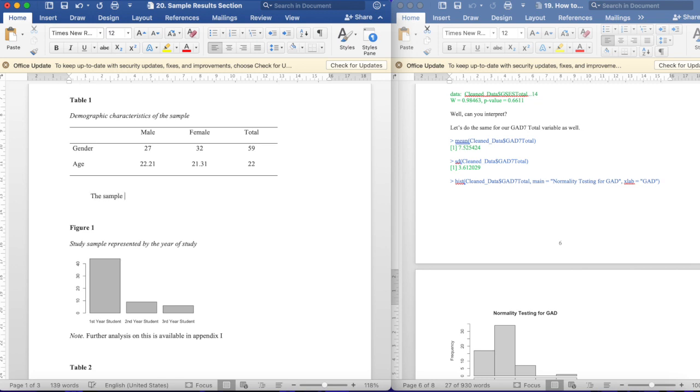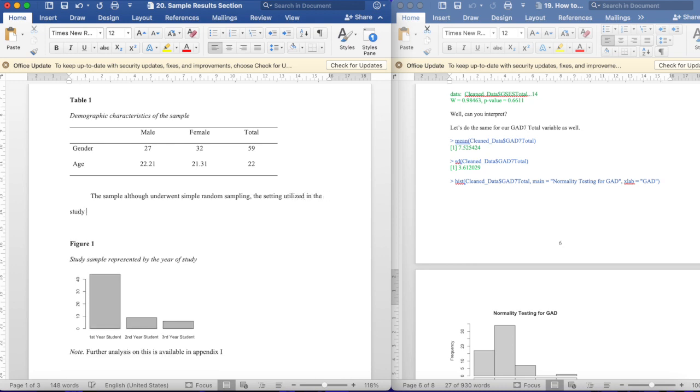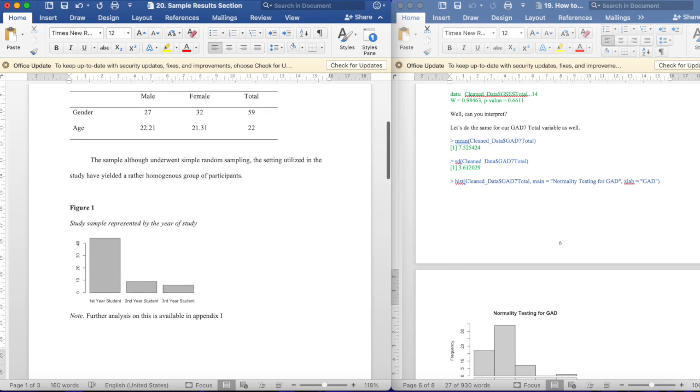If not, you could say the sample, although it underwent simple random sampling, the setting utilized in the study has yielded a rather homogeneous group of participants. So homogeneous means pretty similar to each other.